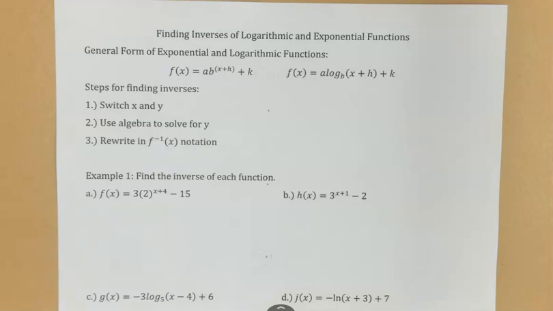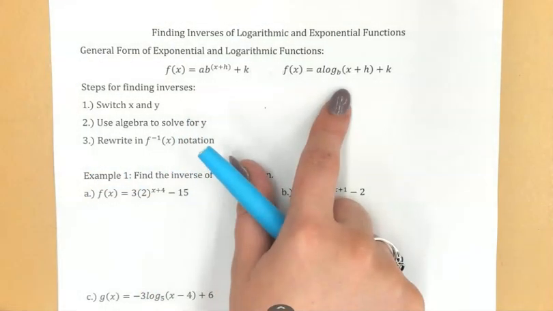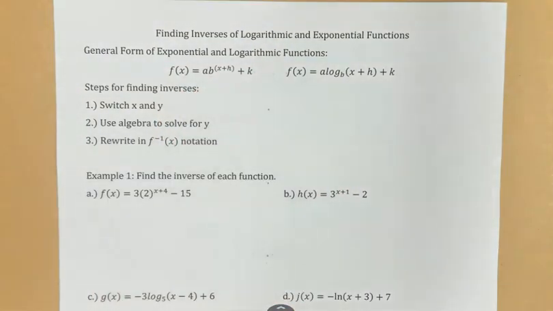Today we are looking at the inverses of log and exponential functions. Now remember, logs and exponentials are inverses of each other. So if I am taking the inverse of an exponential, I'm going to end up with a log equation. And if I'm taking the inverse of a log, I'm going to end up with an exponential equation.